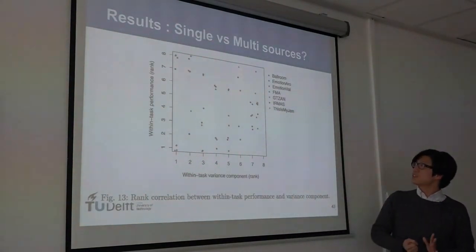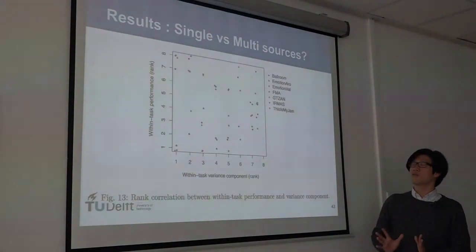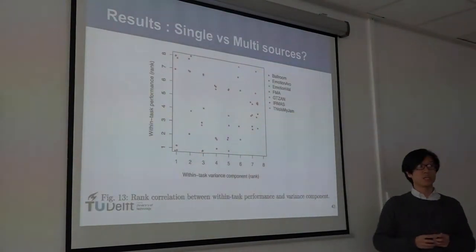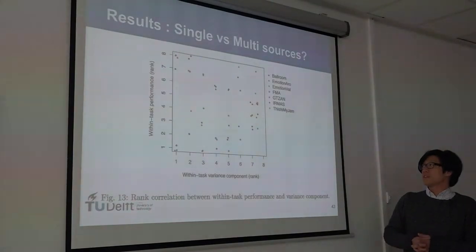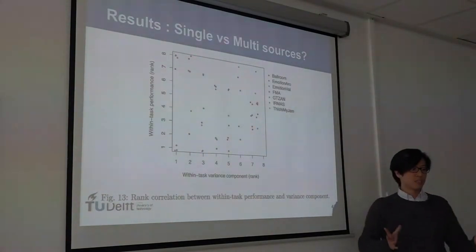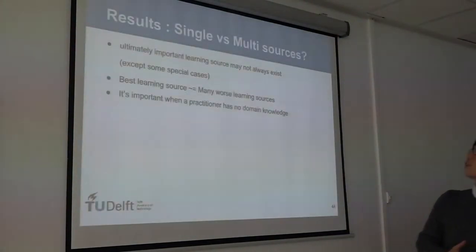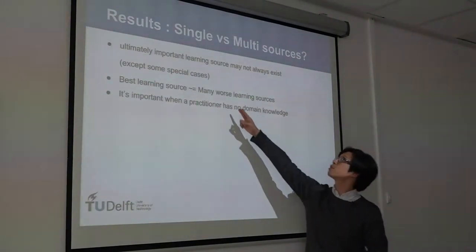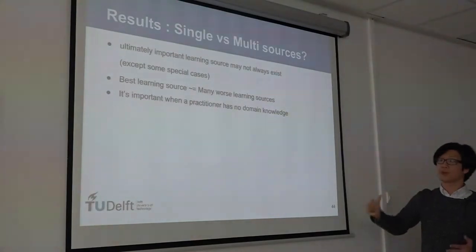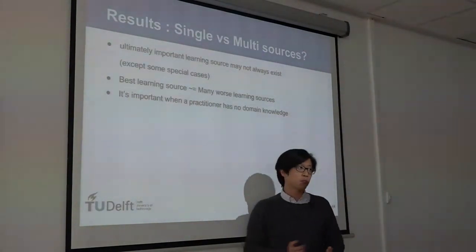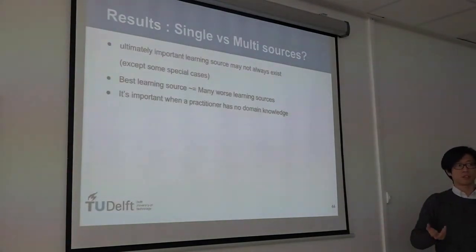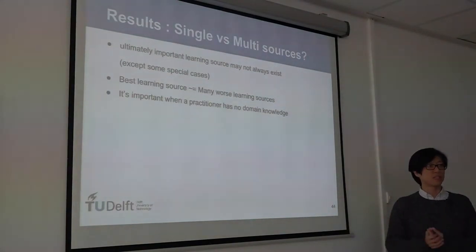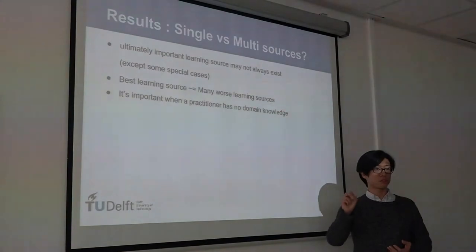So we can see that there is no clear correlation, and when we calculate the Spearman correlation between these two factors, it is basically almost random, which might be evidence that there is no single very strong learning source which couldn't be compensated by many worse learning sources. This is a very good sign, because when a practitioner wants to build something in this specific kind of setting, it might not be possible to have a lot of domain knowledge to pinpoint the best learning sources to learn representation.